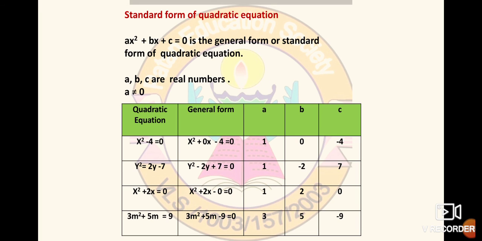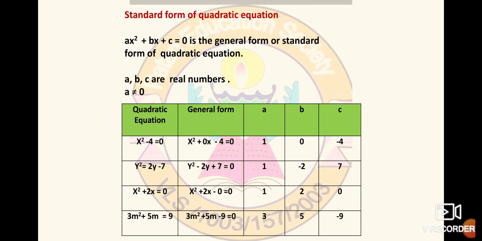Now see the third example, x square plus 2x is equal to 0. Here the third term, that is the constant, is missing. So x square plus 2x plus 0 is equal to 0. Now here a is equal to 1, b is equal to 2, and c is equal to 0. You have to take 0 without any kind of sign, because 0 never has any magnitude.